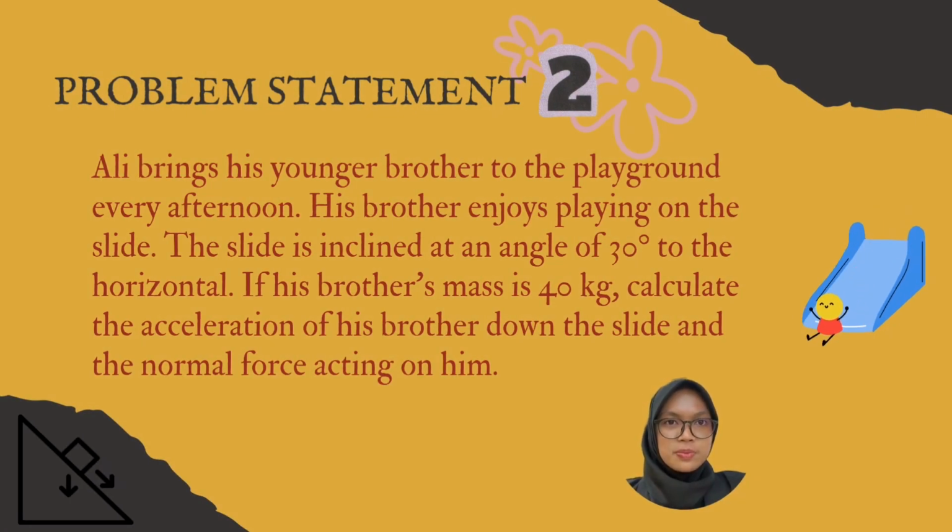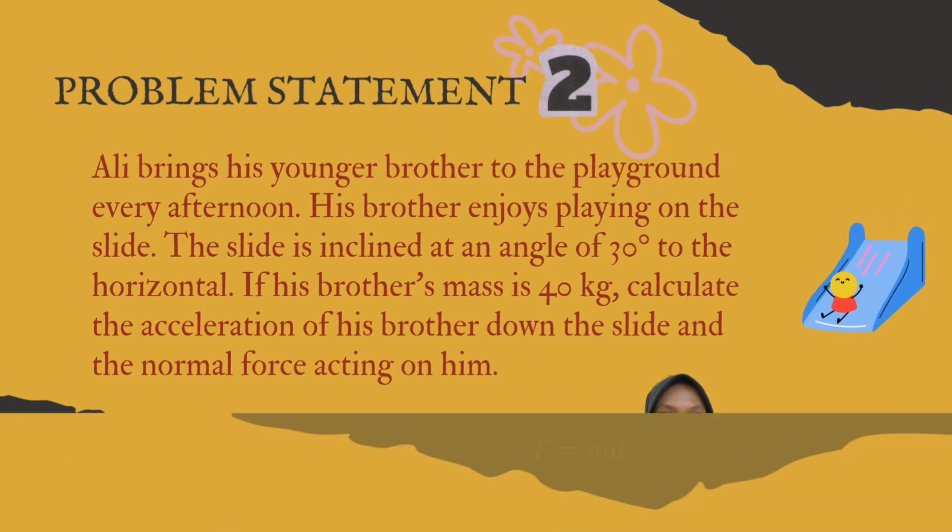Okay, so for problem statement 2, Ali brings his younger brother to the playground every afternoon. His brother enjoys playing on the slide. The slide is inclined at an angle of 30 degrees to the horizontal. If his brother's mass is 40 kg, calculate the acceleration of his brother down the slide and the normal force acting on him. So, how to solve this?